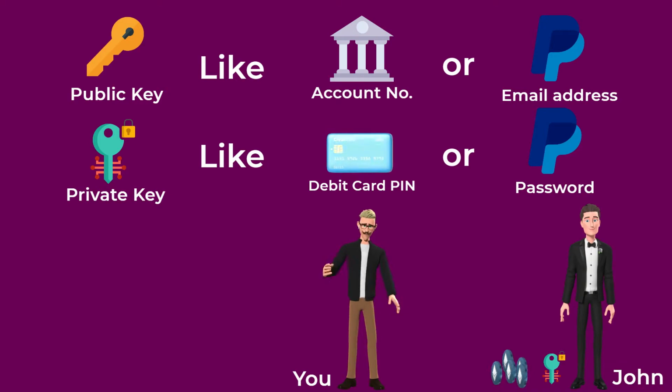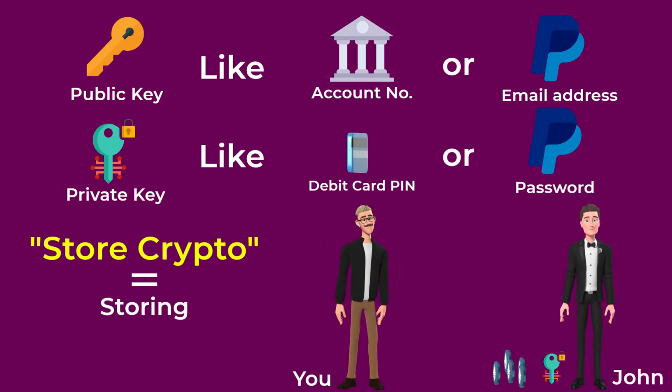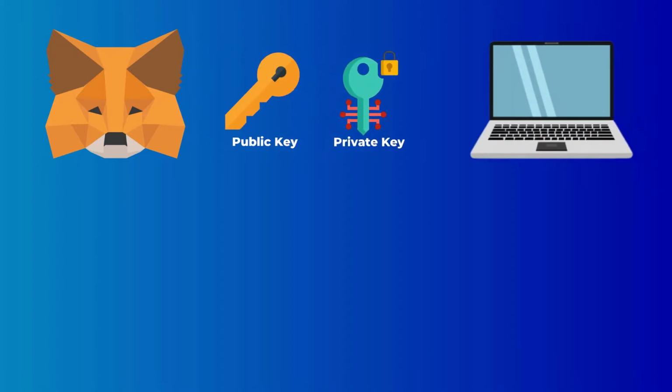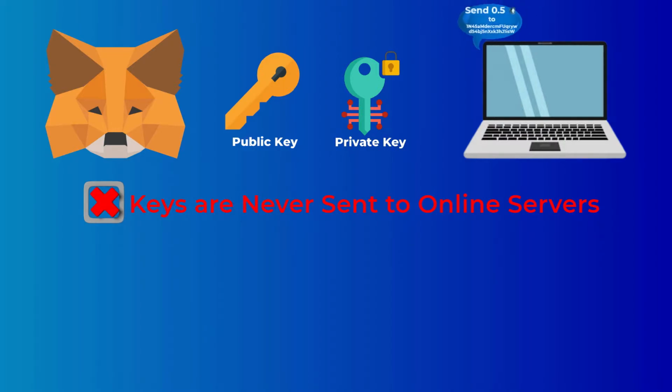So, without getting off topic here, just know that the term "store crypto" means storing the public key and the private key. So, when you create a new wallet with MetaMask, it creates for you a public key and a private key, and then stores them locally on your computer. They are never sent to any online servers, and when you want to make a transaction, like sending a friend some Ethereum for example, MetaMask uses your private key to issue a signature to approve the transaction, and your private key never leaves your computer.